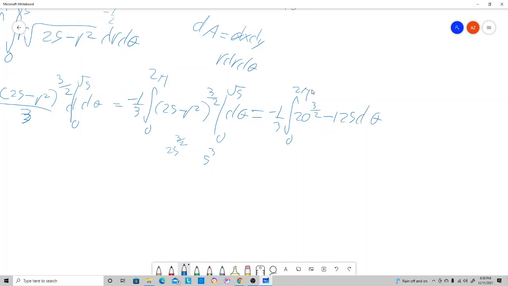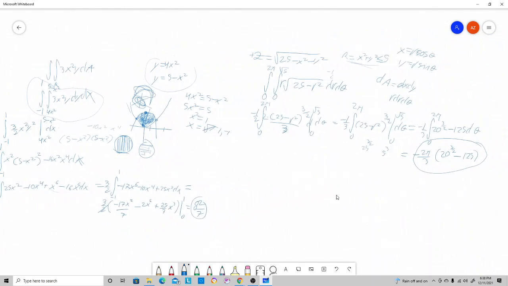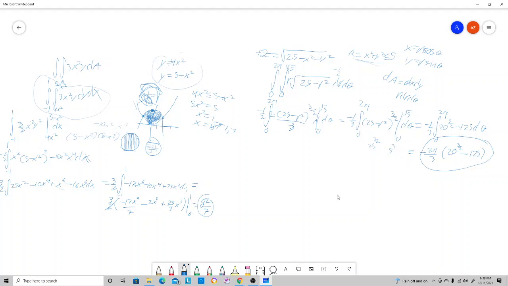So now we can integrate this, and we don't even really have to put the variable on it, because everything is going to go to 0. So we can just put negative 2 pi over 3 times 3 over 2 minus 125. So that's going to be the volume of that certain region. So look, we had to do this in rectangular. Sometimes doing polar is a lot quicker, which is nice.